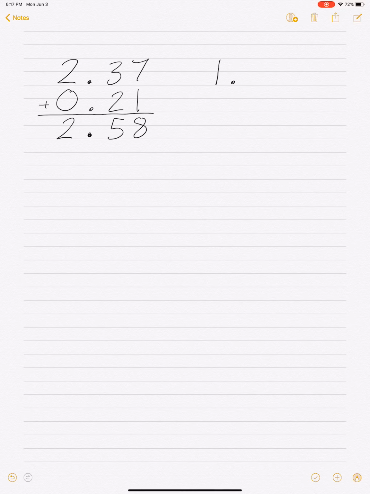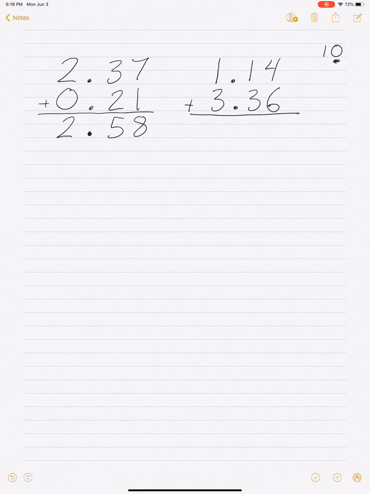So 1 and 14 hundredths plus 3 and 36 hundredths. So 4 plus 6 is 10. Now, if I were to write 10 over here, just to show you, the 0 is in the ones place. You always have to put the ones place on the bottom. The 1 is in the tens place. We put that in our next place value right on top.